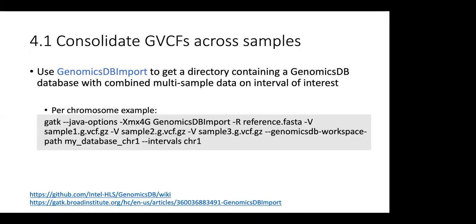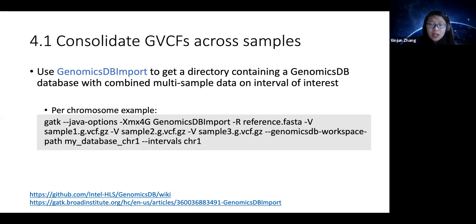So when you say intervals, it will just look at that particular chromosome and leave the other chromosomes out of analysis? Yes. So if you say intervals chromosome 1, then this database would only be based on chromosome 1, and it will ignore other chromosomes. So if you want, say, 22 chromosomes separately, you just repeat this command for chromosome 1, chromosome 2, and all the way through whatever chromosome that you're interested in.